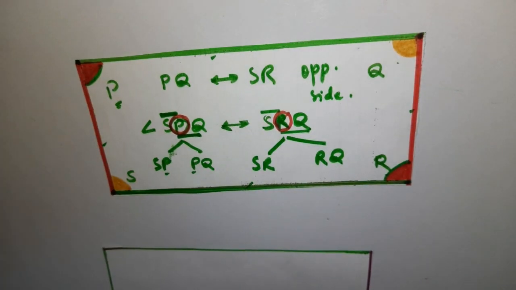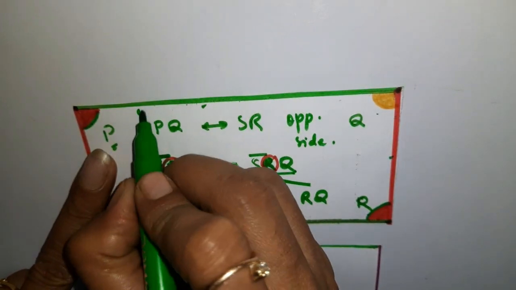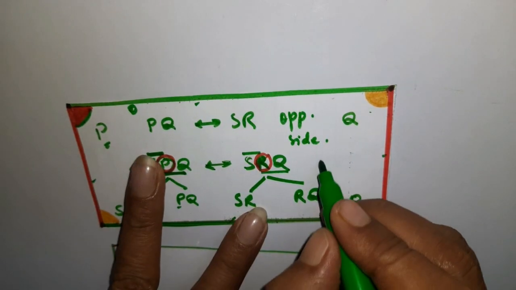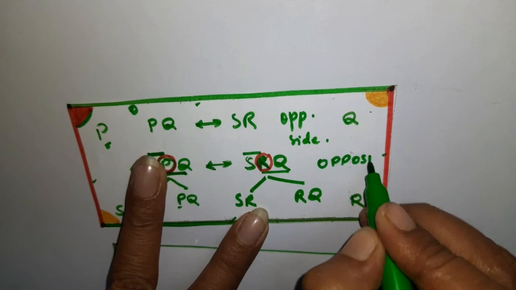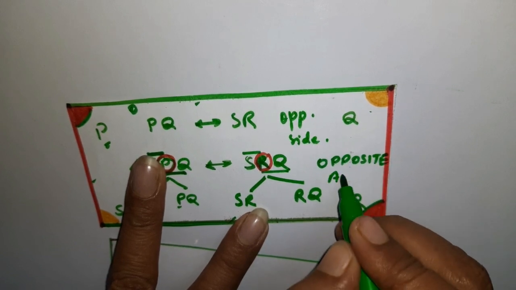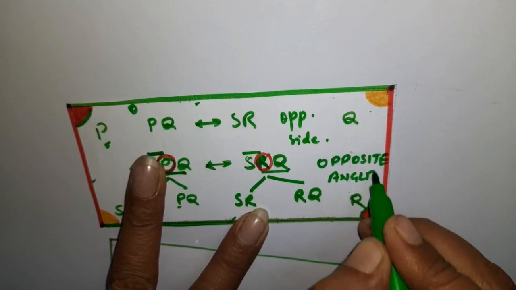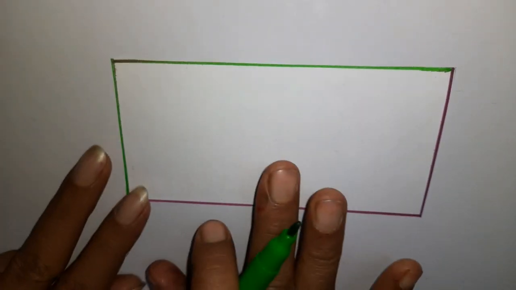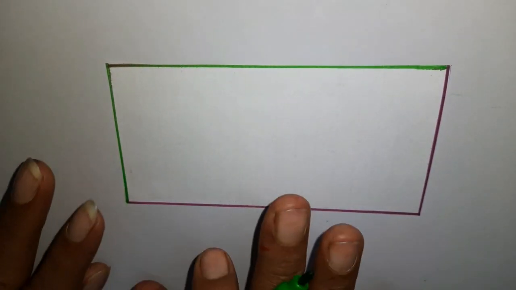Let's talk about adjacent angles. This is a pair of opposite angles. I have not written any of the name, let me write here. These are opposite angles. Now here we are going to discuss adjacent angles. We'll talk about adjacent angles.